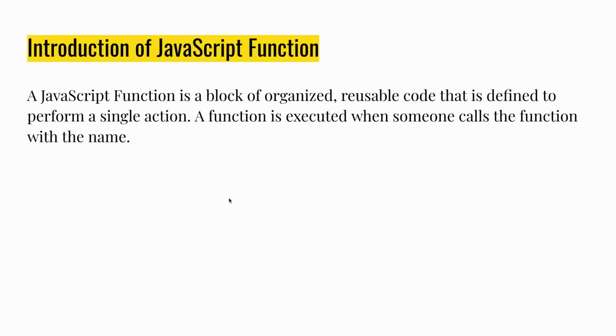So start with what is a JavaScript function? As you can see, a JavaScript function is basically a block of organized reusable code that is defined to perform a single action. Now a function is executed when someone calls the function with a proper name. And don't worry, we'll see some examples very soon.